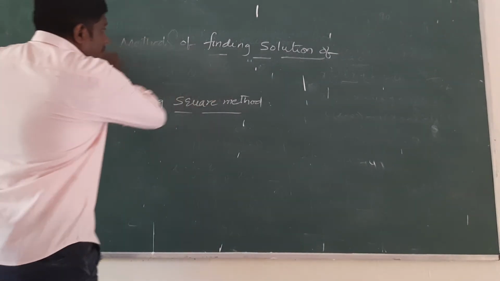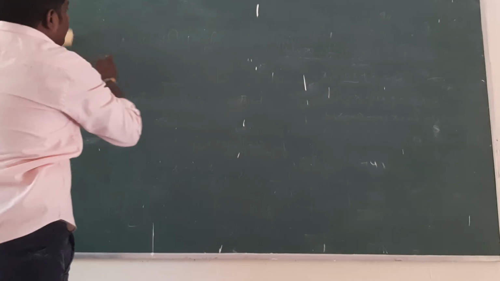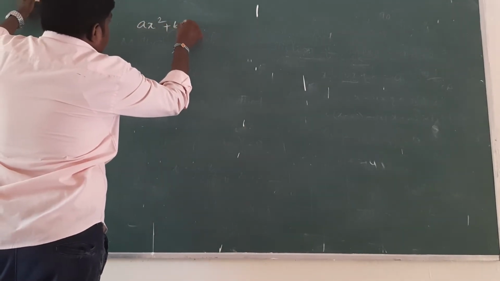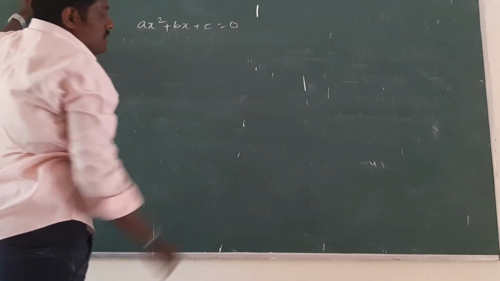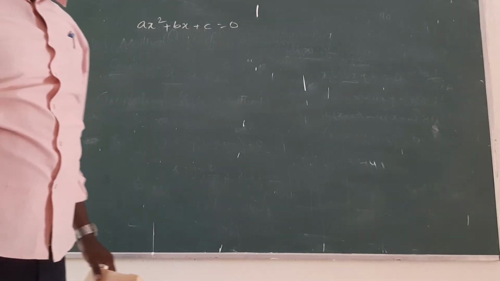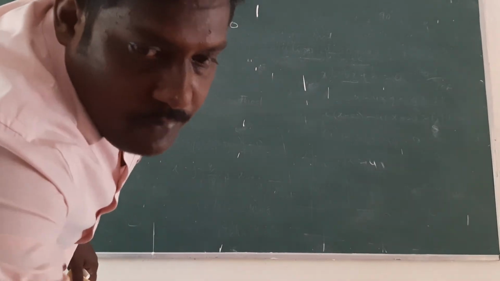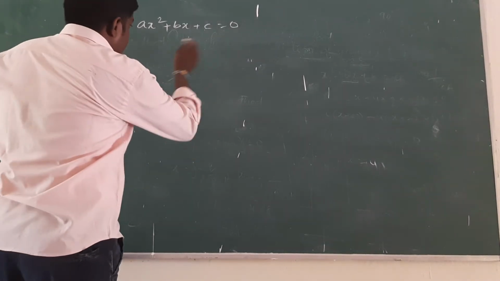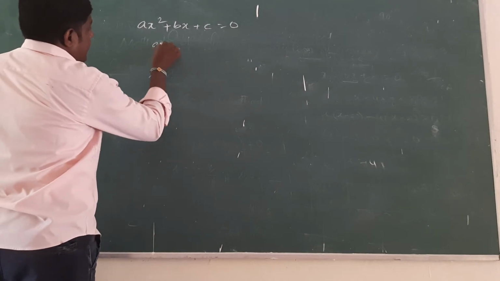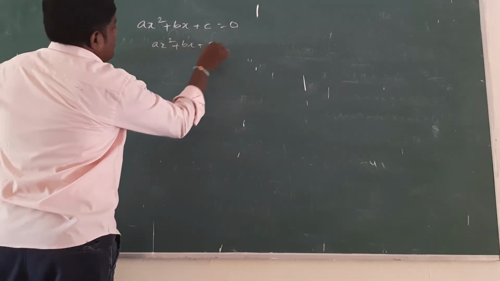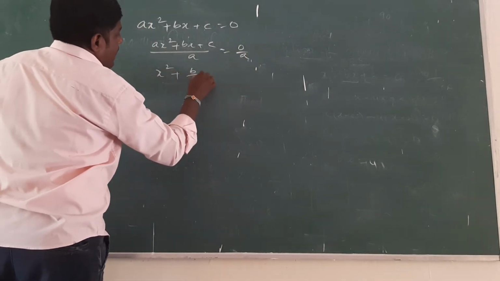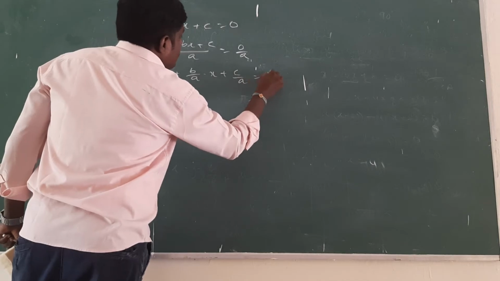I will explain this method. Let us take the general form of quadratic equation: ax square plus bx plus c is equal to 0, where a is not equal to 0. The first step is divide both sides by a. That means ax square plus bx plus c by a equal to 0 by a. That means x square plus b by a into x plus c by a is equal to 0.